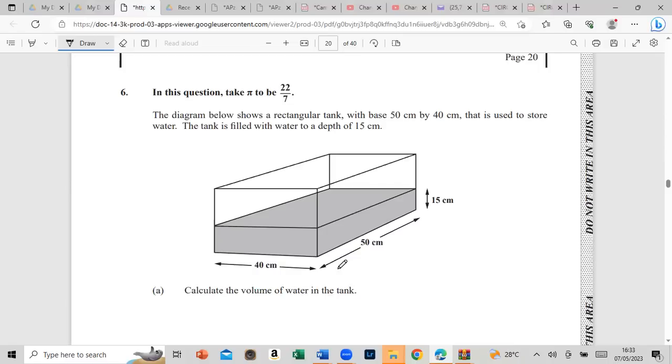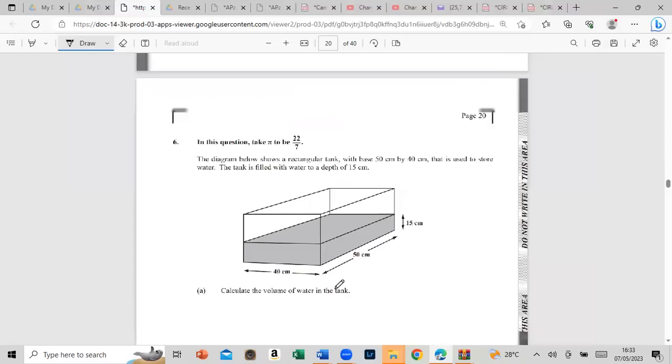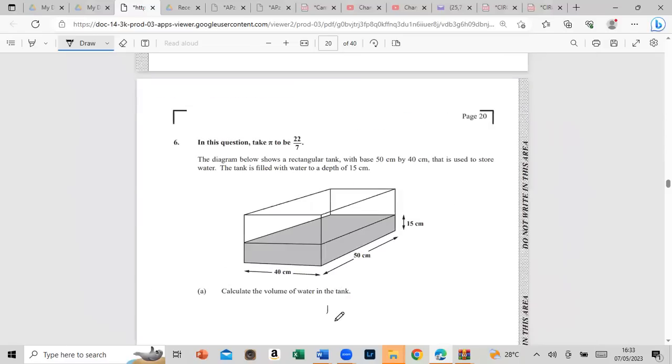So volume is the area of the base times height. So it will be 40 times 50 times 50. So guys, we're gonna end with that one, but definitely gonna come back. Alright, so it's 40 times 50 times 50.